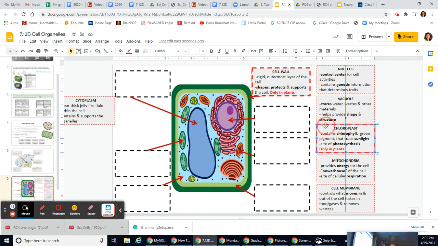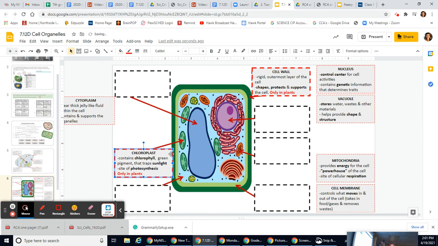Your second organelle that is found in plants only is the chloroplast. And your chloroplasts are going to be green, okay, because they're filled with chlorophyll. And that green pigment traps the sunlight. It's the site of photosynthesis found in only plants. That's where the plant makes its food. We cannot make our food. We do not have chloroplasts. We are not green. Okay?